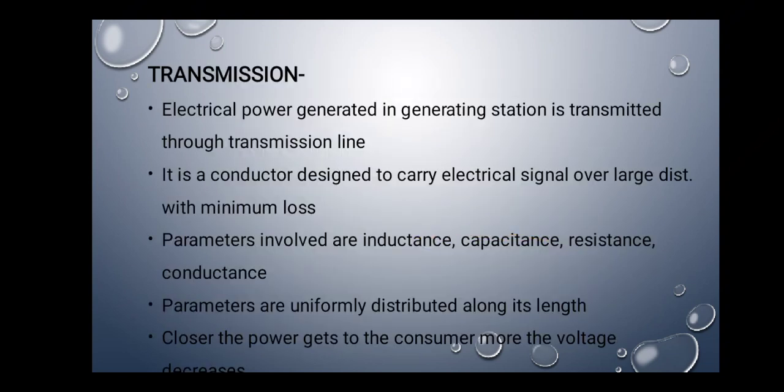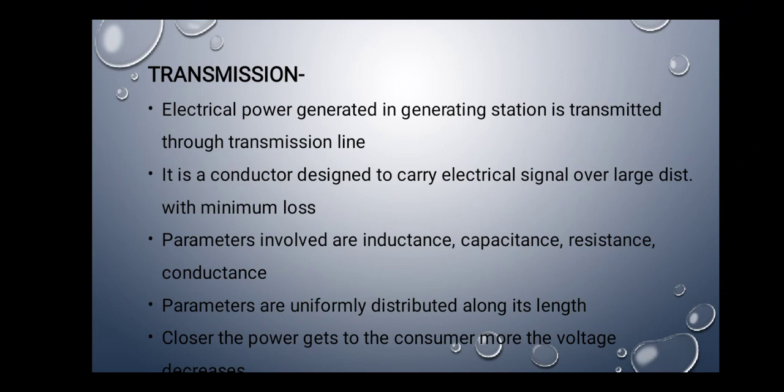The transmission we will see here. Electric power generated in the generating station is transmitted through transmission lines. It is a conductor designed to carry electric signal over large distances with minimum loss. The parameters are inductance, capacitance, resistance, and conductance.